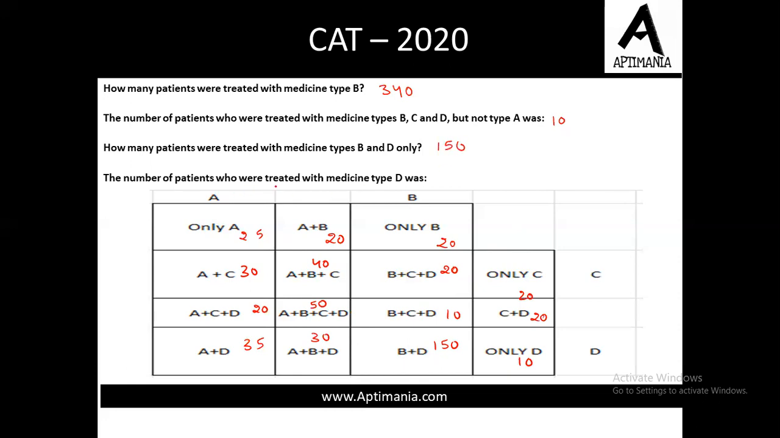And the number of patients who were treated with medicine type D was, now type D, so we need to calculate the total of all these 8 values. And if we calculate, so this will come out to be 325.